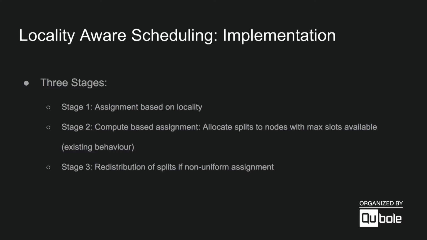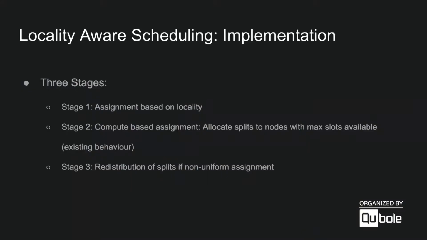And finally, we have an additional stage, stage 3, which is the stage for redistribution. If we figure out that after assignment has been done in stage 1 and stage 2, for a current batch of splits, the distribution for processing is not uniform, then we redistribute splits to make it uniform. In this implementation, we have tried to combine multiple aspects of the different scheduling options that Presto provides and try to bring out the best of all of them and give us consistently good results.